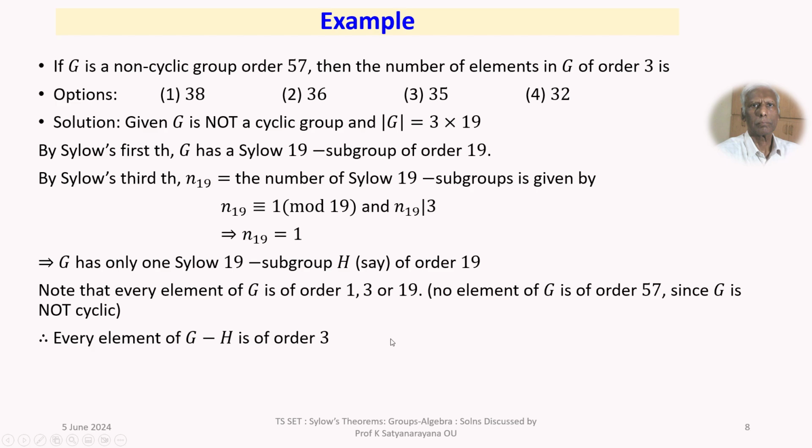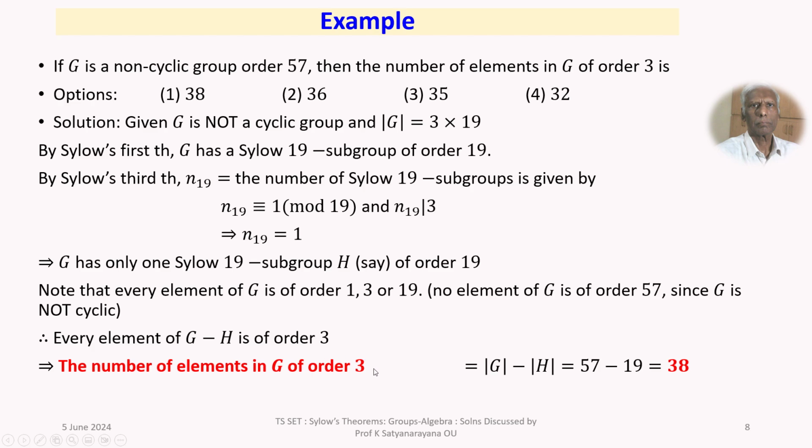So what will be the number? The number of elements in G of order 3 is the order of G minus the order of H. Order of G is 57, minus order of H, which is 19, so that is 38. So the number of elements in G of order 3 is 38. Where is 38? Option 1. So the answer to this question is option 1, and that is the detailed discussion of this example, and it has the potential that it can appear in the ensuing examinations.